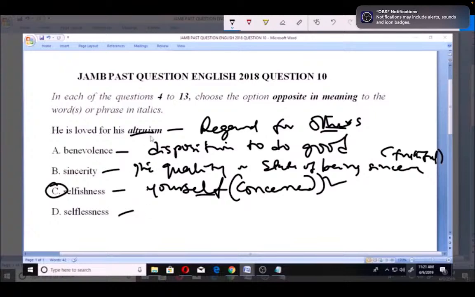Selflessness also means altruism in some ways, because you care about other people. You don't really care much about yourself, so you're also concerned about others when you're selfless. So altruism is regard for others. The opposite of that is when you care for yourself alone, which is selfishness. So that makes option C the right answer for this, and that's what we're picking. Thank you.